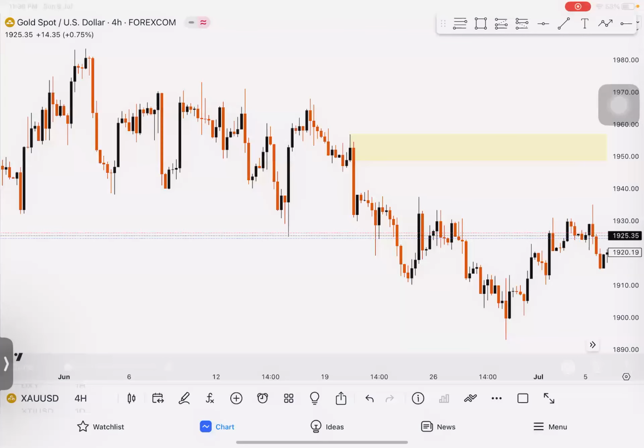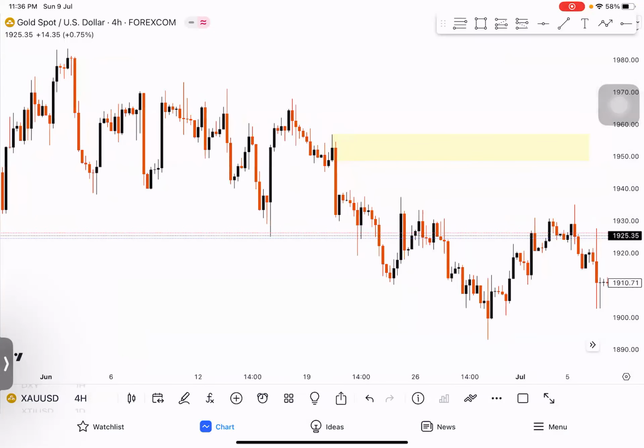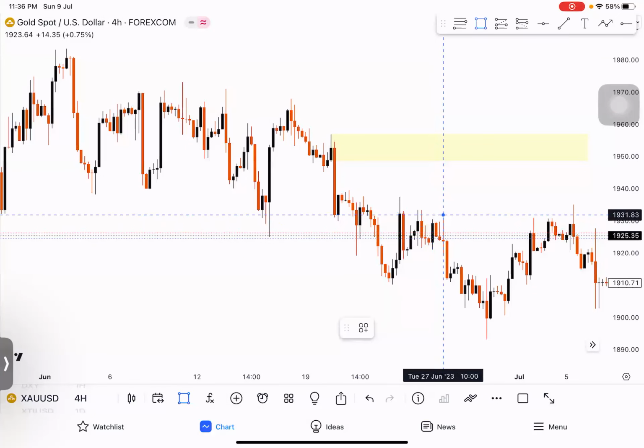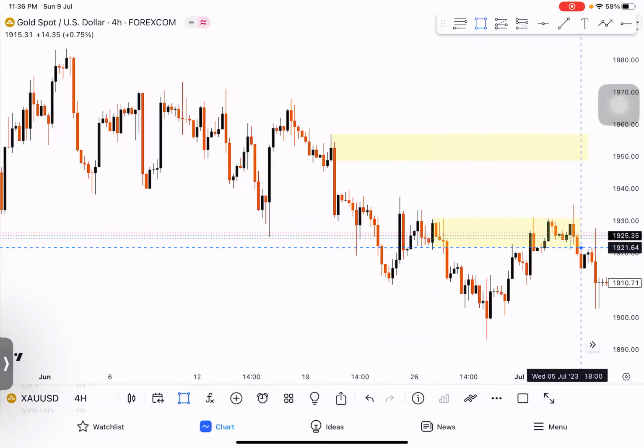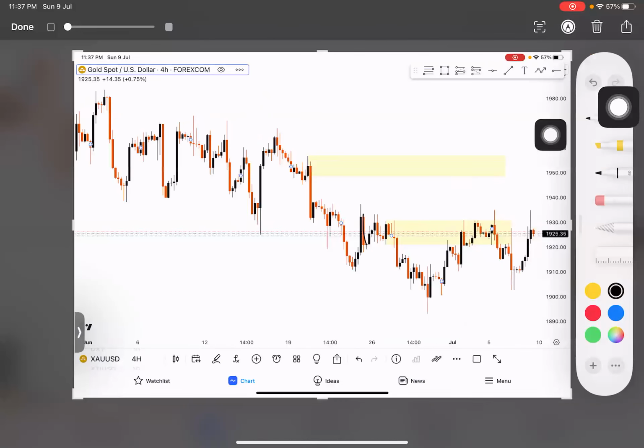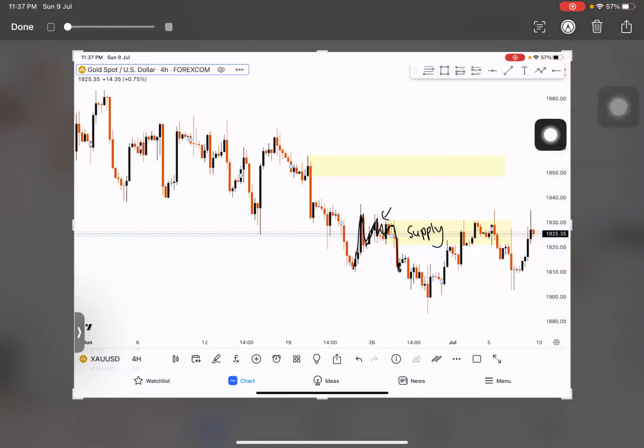Another one, I'll show you another drop base drop. This is another drop base drop you can see. This is the drop base drop. Or you can see this one, a rally base drop also can. So for you to know this is a supply zone, just take the last bullish candlestick before the drop. This is how we mark the supply zone.